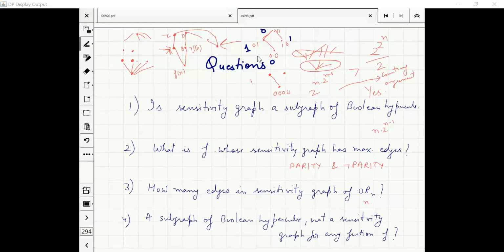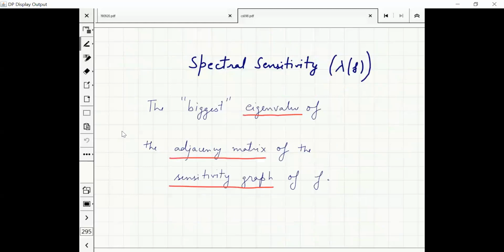Is that okay? Should I make it on a next page and make it more clear? Is it clear? It's clear. Okay, good. So this was just to make sure that you are now familiar with the sensitivity graph. Once we have defined the sensitivity graph, then I can talk about spectral sensitivity.